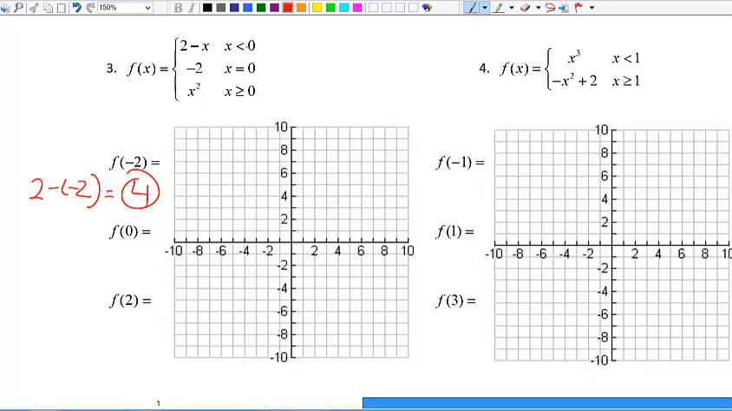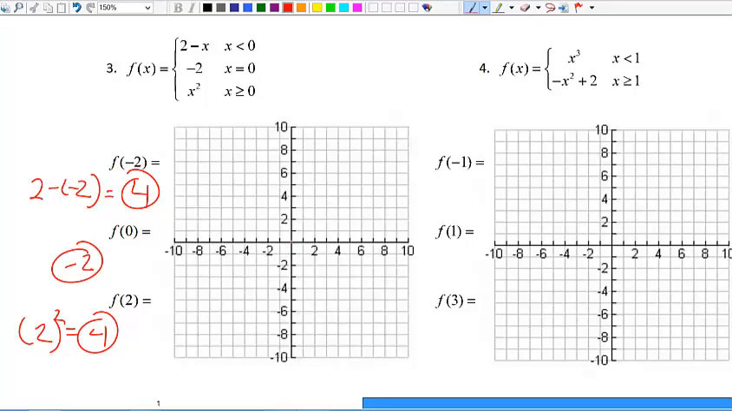0 itself would be defined by the middle equation. So when x is 0, y is negative 2. And f of 2 would be anything bigger than that, so that would be 2 squared, which is 4. And then going to our little graph here.